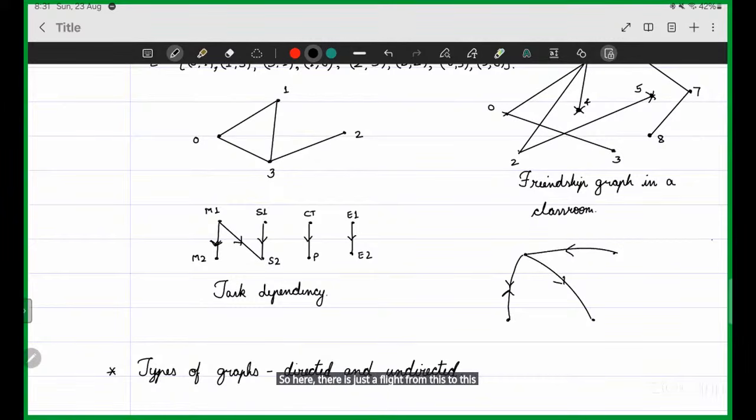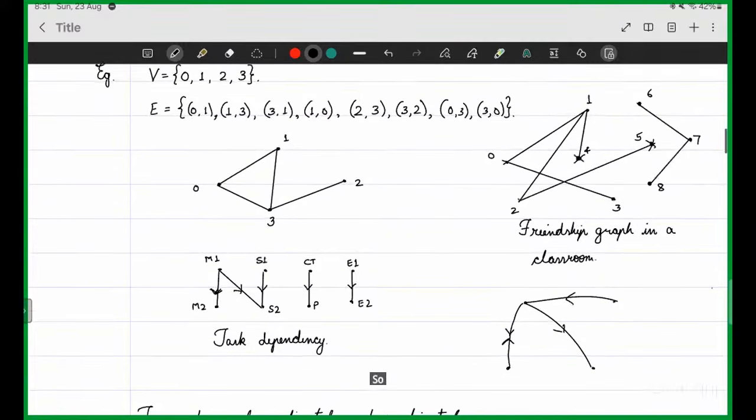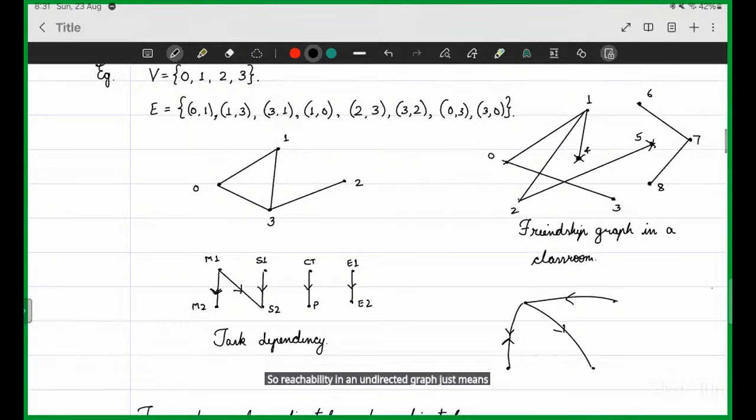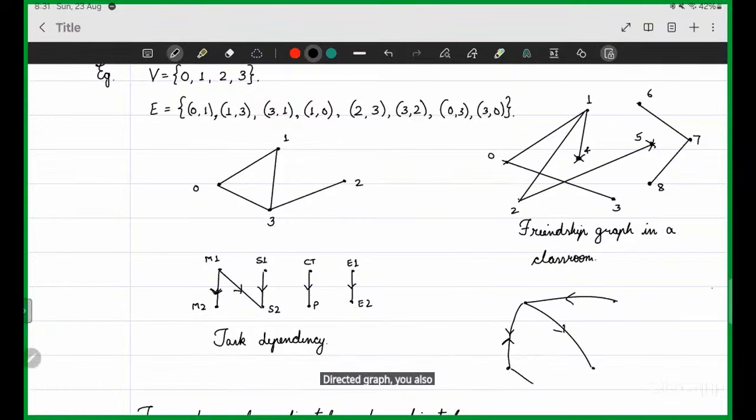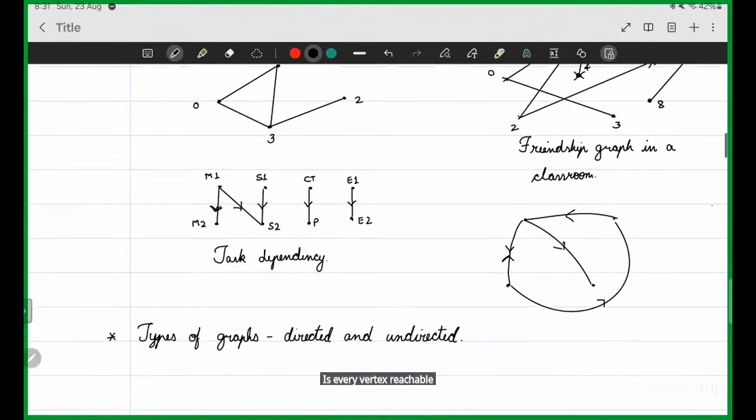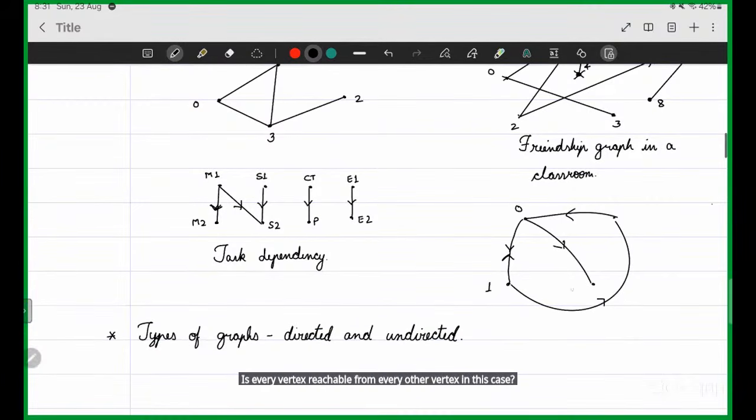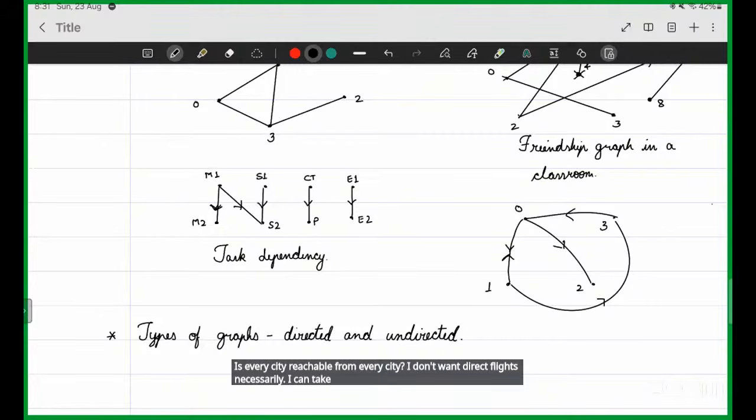In this case, reachability becomes interesting. Reachability in an undirected graph just means whether you can find a path. But when we talk about reachability in a directed graph, you also want to follow the direction of the graph. Let's say you have something like this. Is every vertex reachable from every other vertex in this case? Is every city reachable from every city? I don't want direct flights necessarily. I can take layovers and connecting flights. Yes, sir, it will be connected.